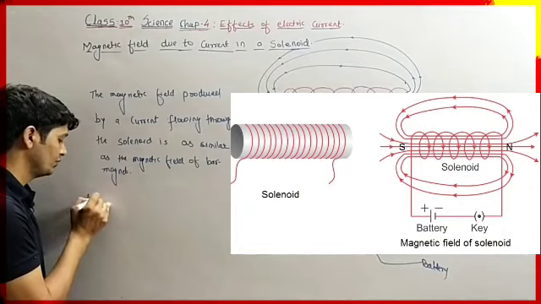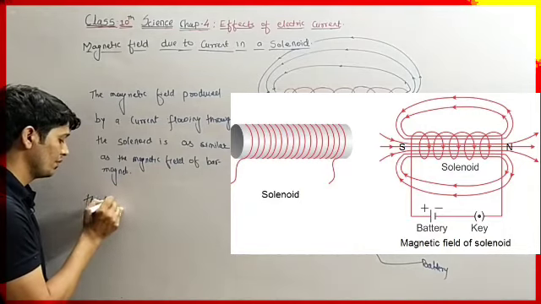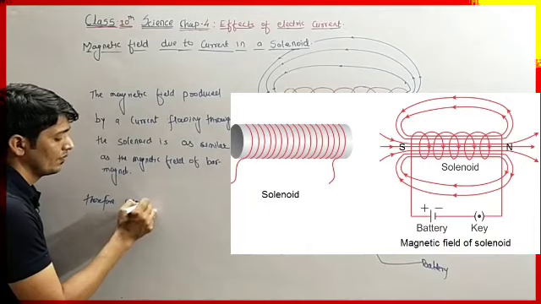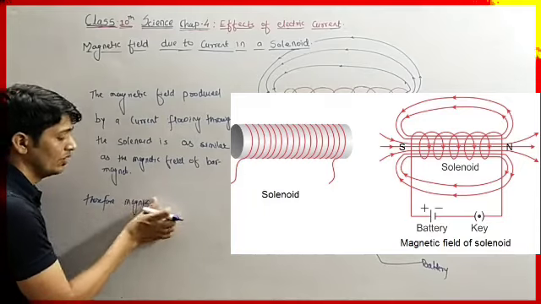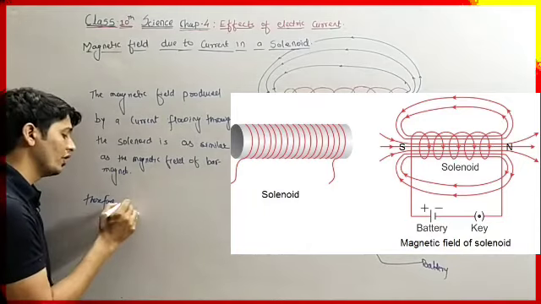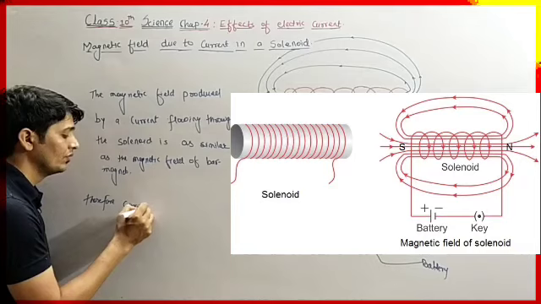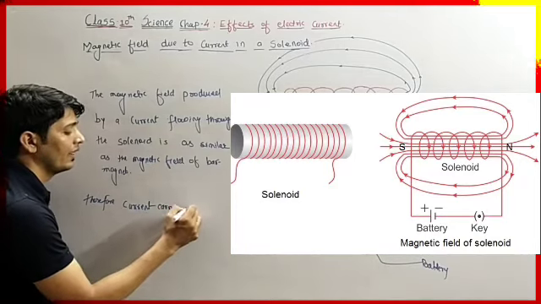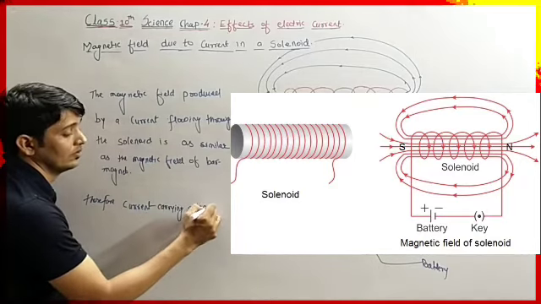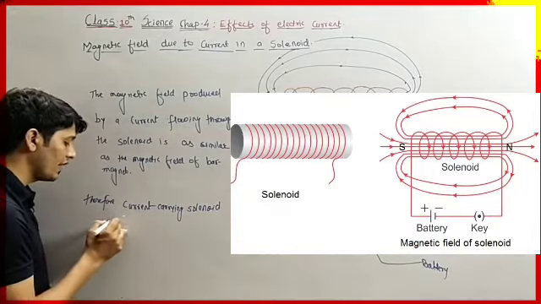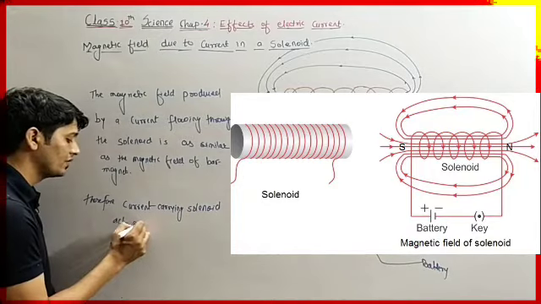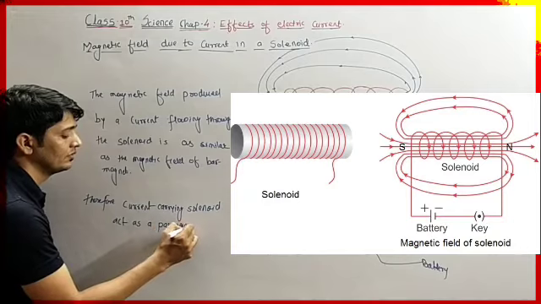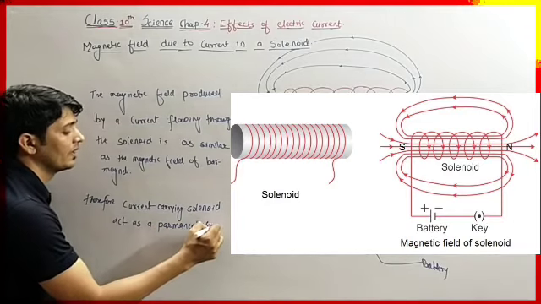Therefore, a current carrying solenoid acts as a permanent bar magnet.